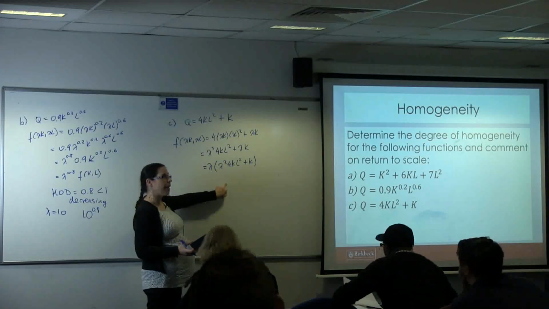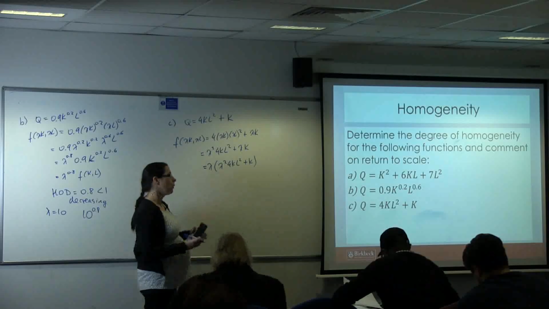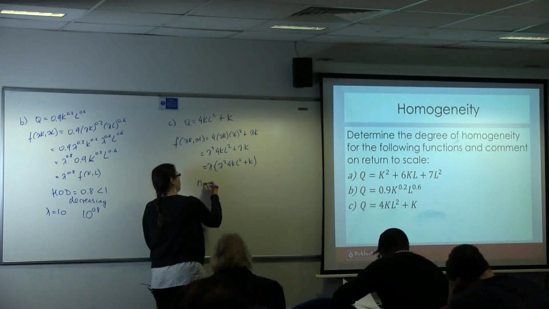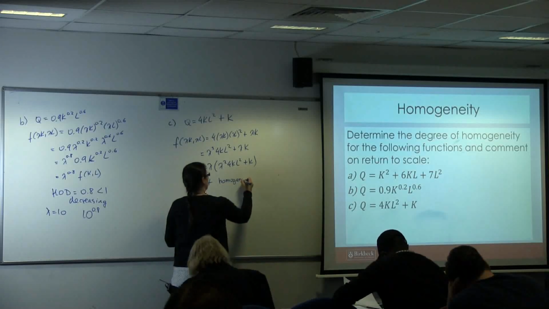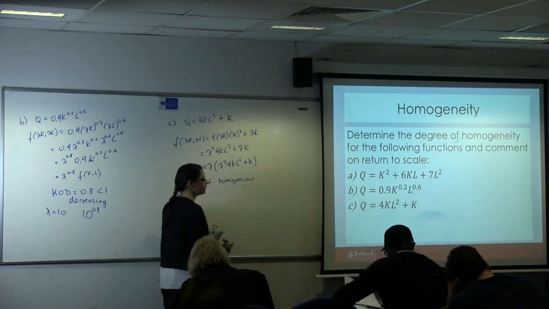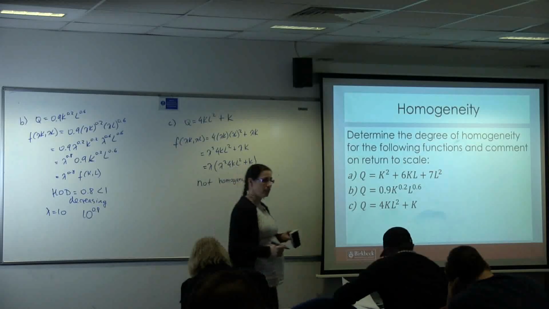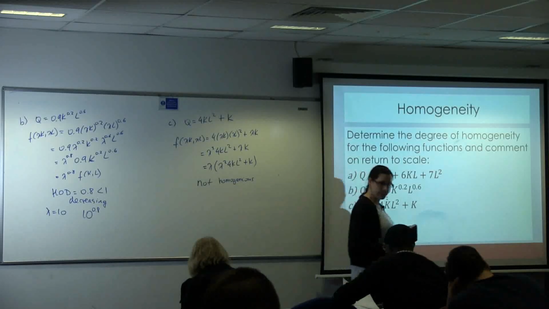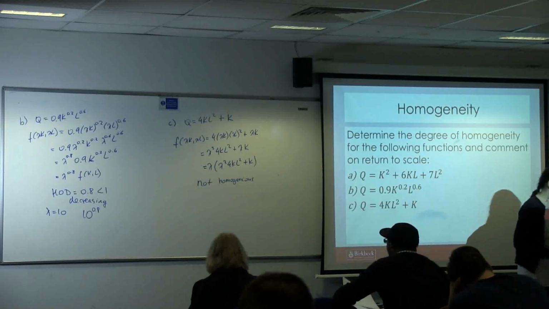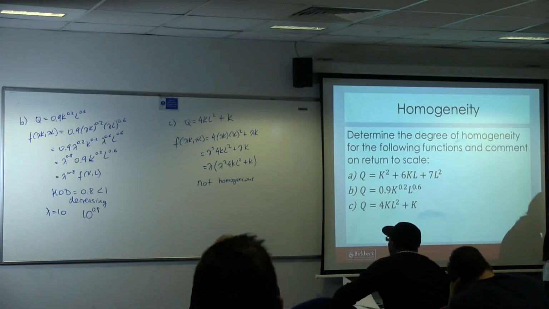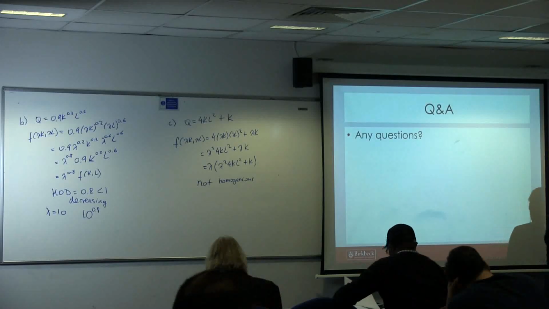Because I can't factor out lambda cubed from both of them. What does it mean for me now? It's a not homogeneous function. And I think that's it. Any questions?